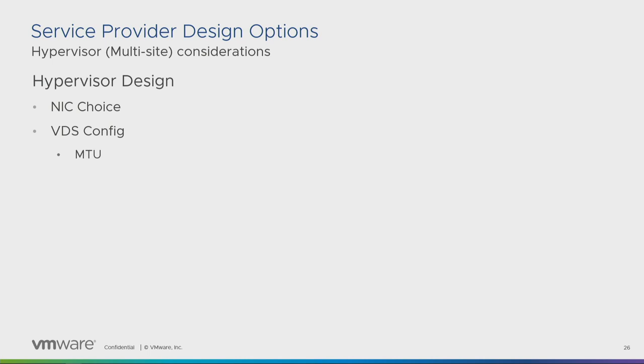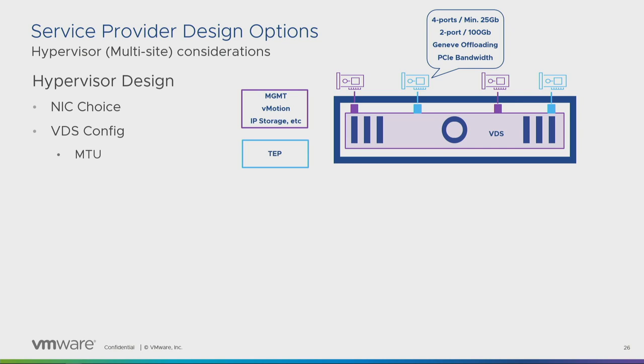So moving on to the hypervisor design, a couple of important things here are the NIC choice for your hypervisors. Nowadays, go for a 4-port 25 or 2-port 100 gig NIC, and if you do so, make sure it supports Geneve offloading, RX filter, RSS, and those kinds of things, and has sufficient PCIe bandwidth to do so.